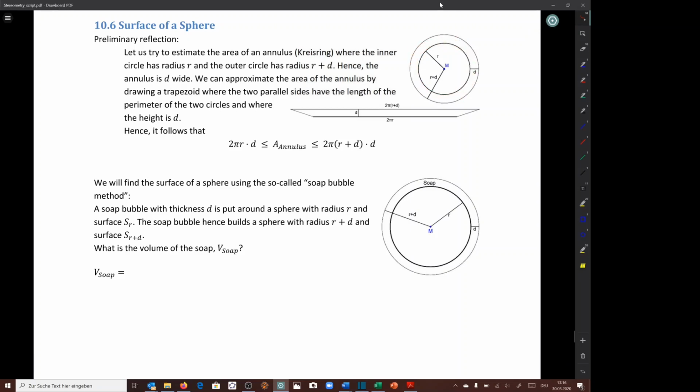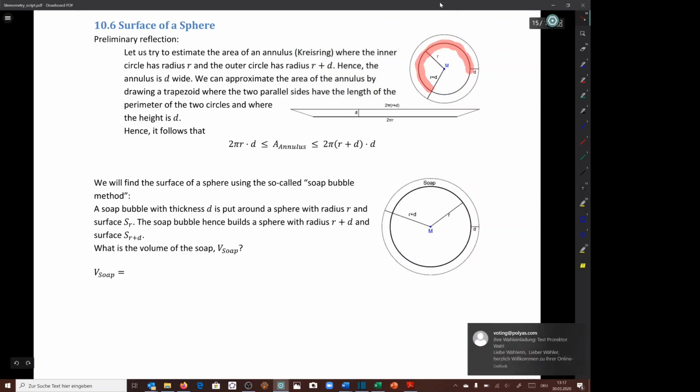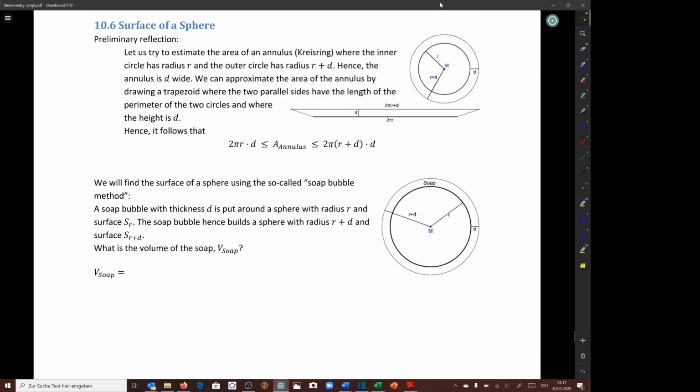We can calculate its area exactly as the difference between the area of the larger and the inner circle, but let us instead find approximations using the circumference of the inner circle and the circumference of the outer circle, and we assume now that the width of this annulus is just d. This means it's the difference between the outer radius and the inner radius.